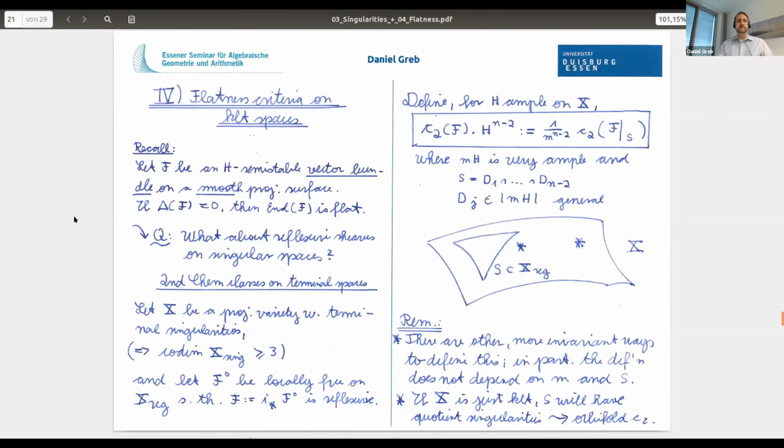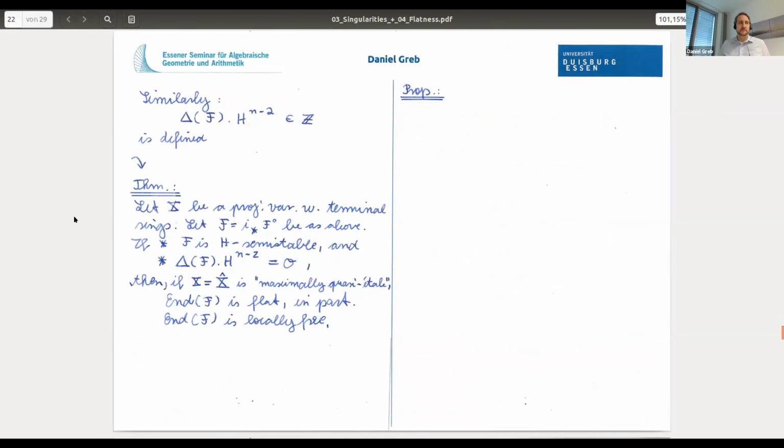Okay, similarly, once I have C2, I can do the same with C1 squared and other classes of degree 4. So I can define delta of f times h to the n-2 now. Okay, and what is the main theorem whose proof I want to explain in the last 15 minutes?